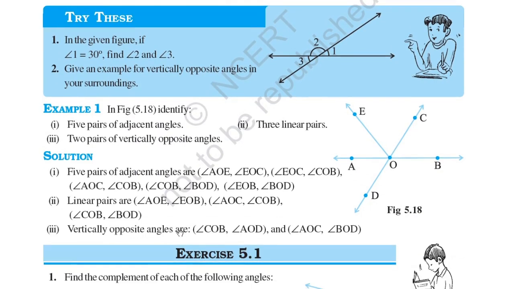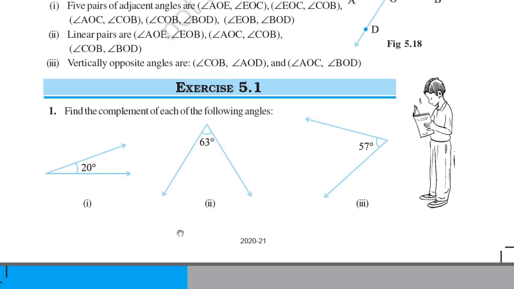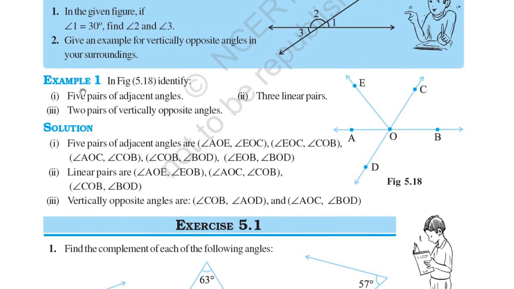So here is a try this section and some examples. You can solve this. So one example we are doing here. In figure 5.18, identify 5 pairs of adjacent angles, 3 linear pairs, 2 pairs of vertically opposite angles. So the solution: the 5 pairs of adjacent angles are AOE, and you can see this angle and this angle, EOC. And then similarly here also you can do that, EOC and COB. So you can see EOC and COB. These two angles are also adjacent angles. And similarly another is AOC and COB.